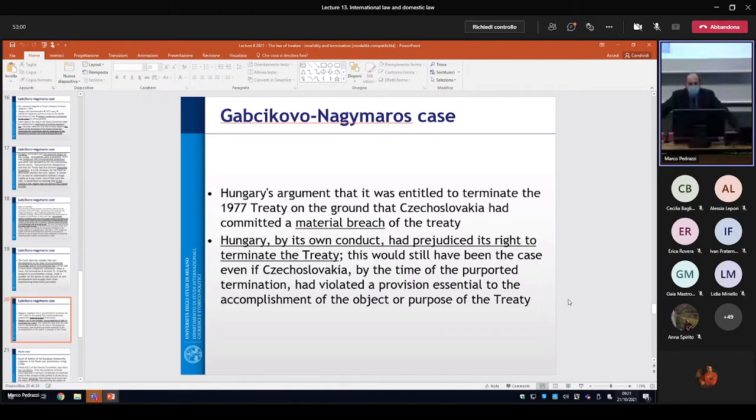Hungary had prejudiced its right to terminate the treaty because Hungary had committed its own violation by withdrawing illegally from the treaty in violation of customary international law before Czechoslovakia committed its material breach of the treaty.